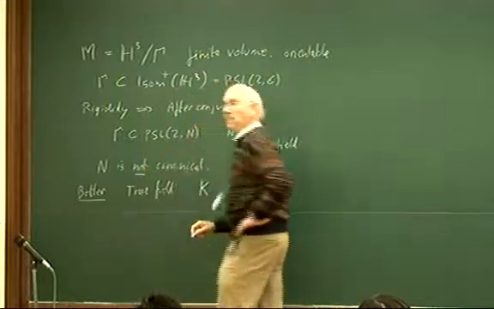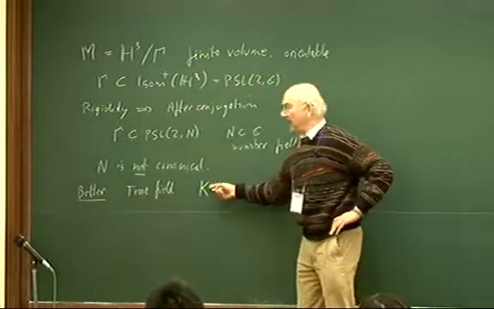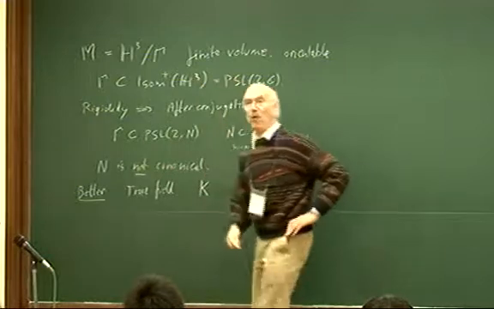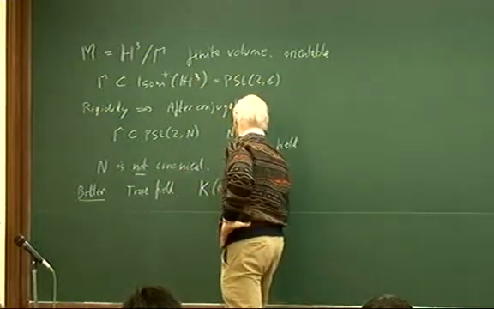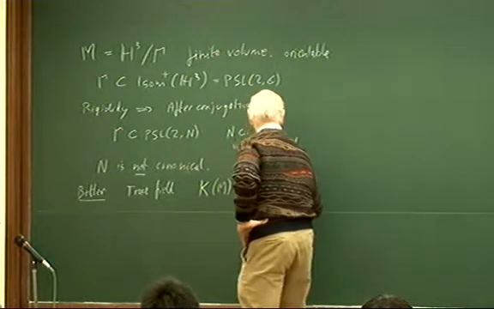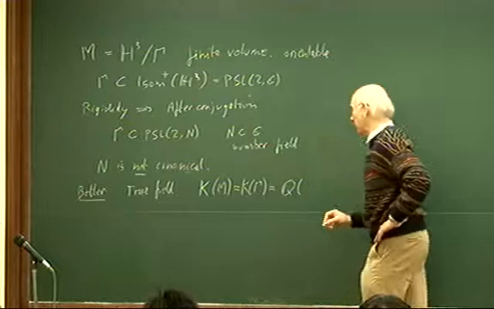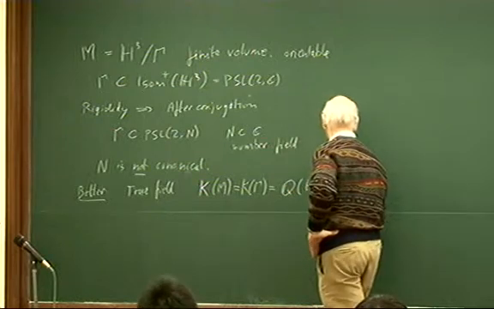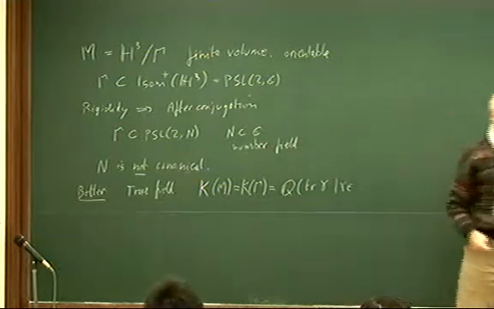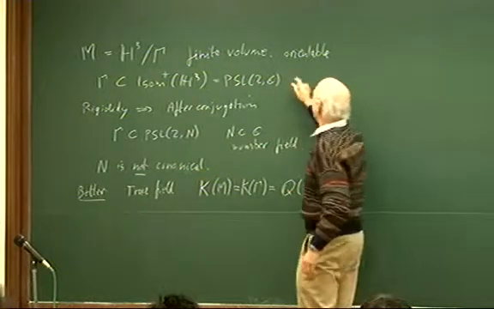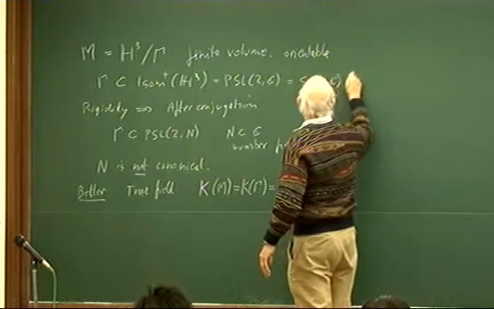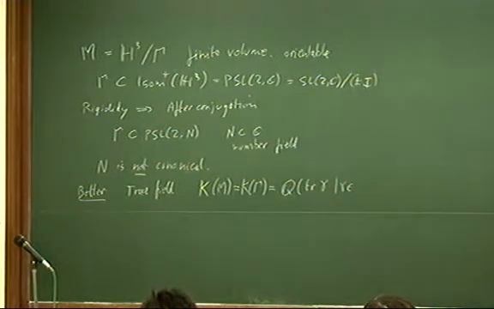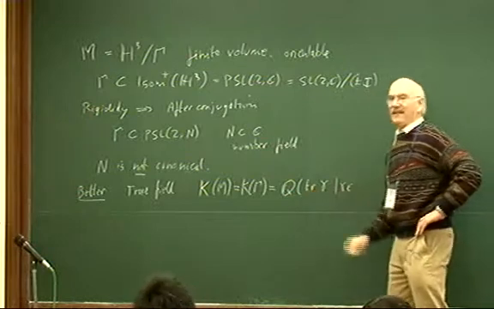So the trace field I'll denote by capital K. This capital K is a number field which is associated, we can either think of it as being associated with M or with gamma. So we'll write it as K of M, or we'll write it as K of gamma. And this is the field generated over Q by the traces of elements of gamma. Now, gamma is in PSL2C, this is SL2C factored by plus or minus the identity. So the trace of an element of gamma is really only determined up to sign. So this is a little bit ambiguous.